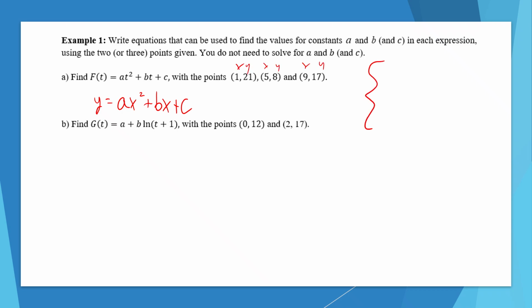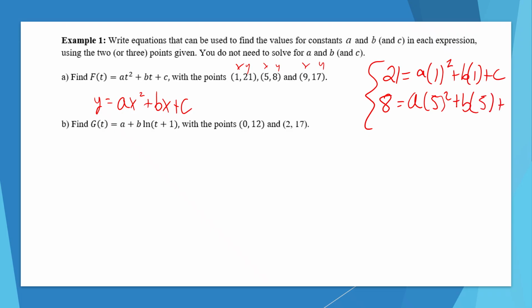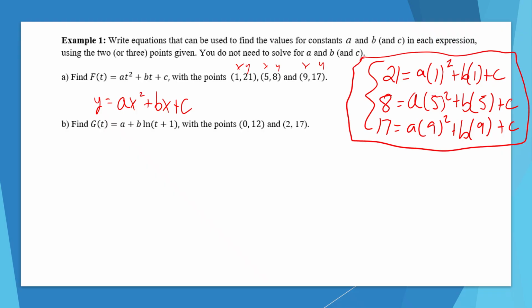So our three equations should be 21 equals a times 1 squared plus b times 1 plus c. Here then we have 8 equals a times 5 squared plus b times 5 plus c. And then 17 equals a times 9 squared plus b times 9 plus c. That should be our answer right there, just those three equations by themselves. And so that is our answer to part A.